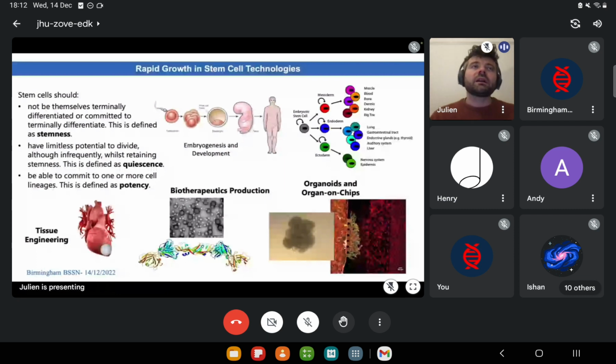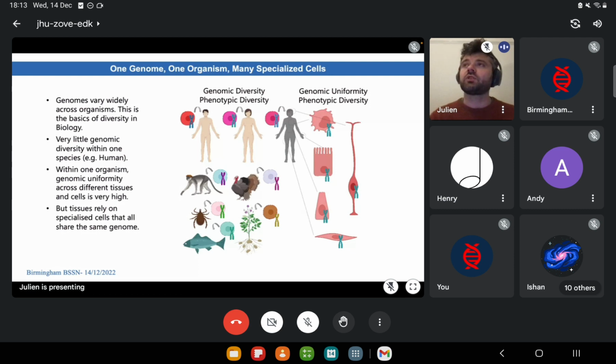So the key aspect to realize with stem cells and their biology is that although all of the cells that constitute an organism and our body share the same genetic material, the same genome, the same genetic code, they have completely different behavior. Cells within our brain behave fundamentally differently from muscle cells or bone cells. And this is despite the fact that they all share the same genetic code.